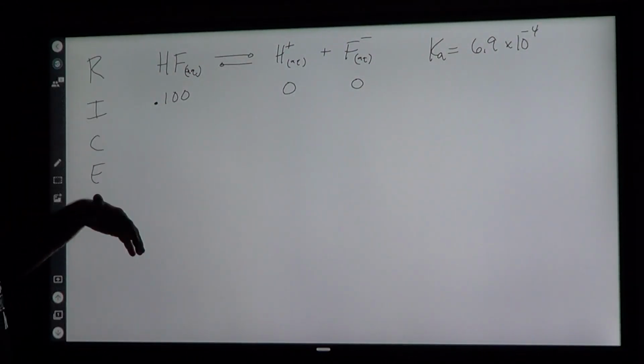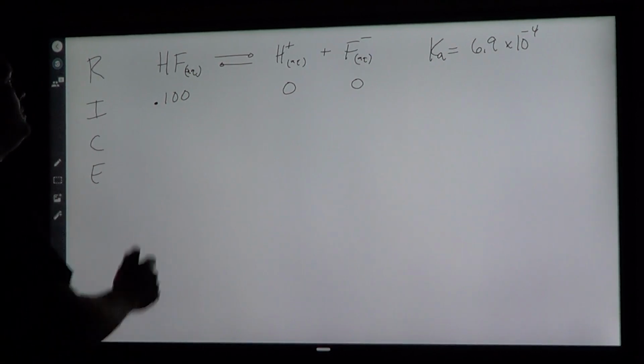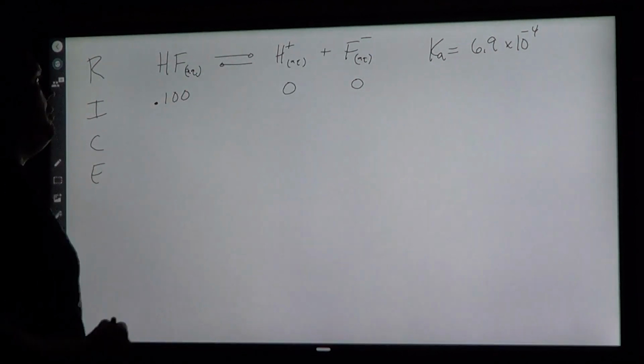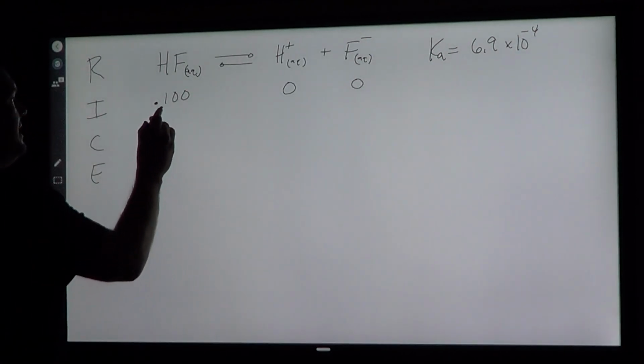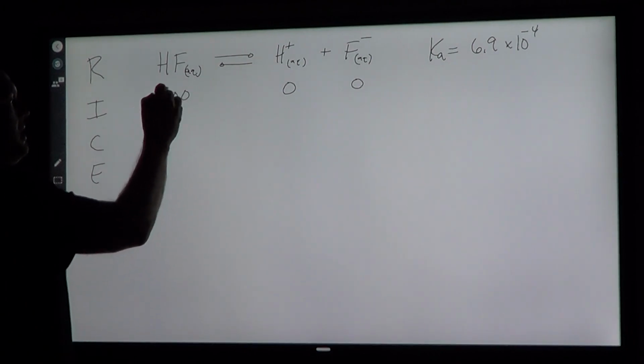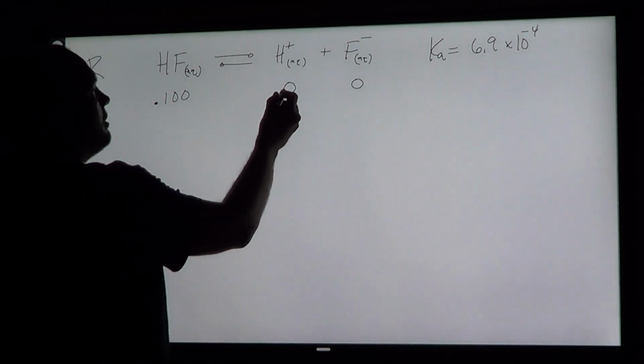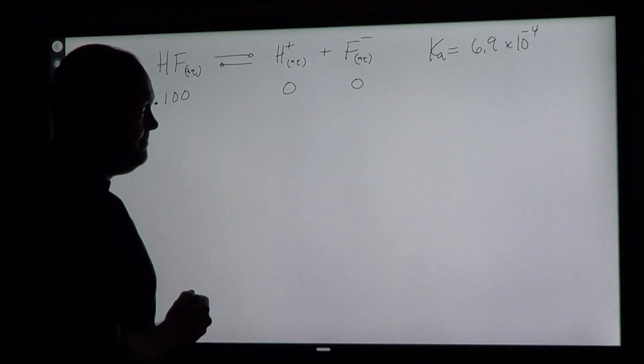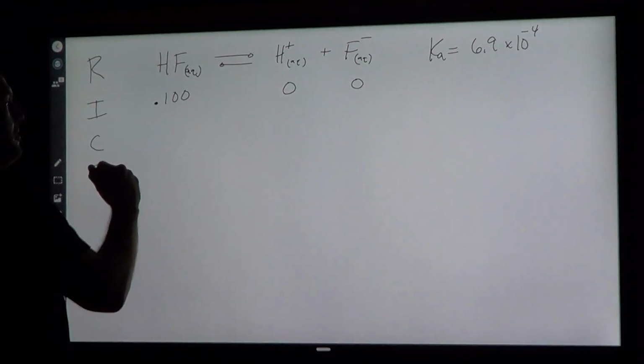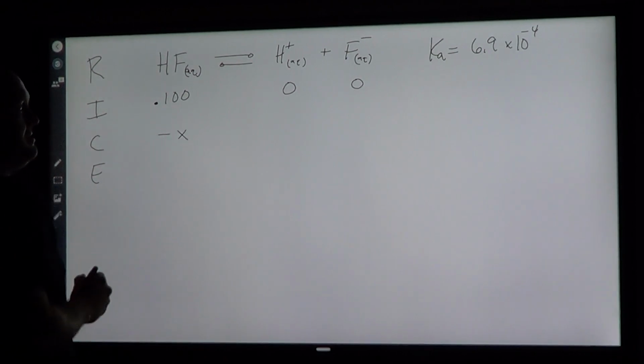Again, to solve this, we need a rice box. So here is what our equation is. Again, let's pretend that we're going to just make a 0.1 concentration hydrofluoric acid, which means we start with 0 of that and 0 of that. Just like before, we're going to lose some of this.